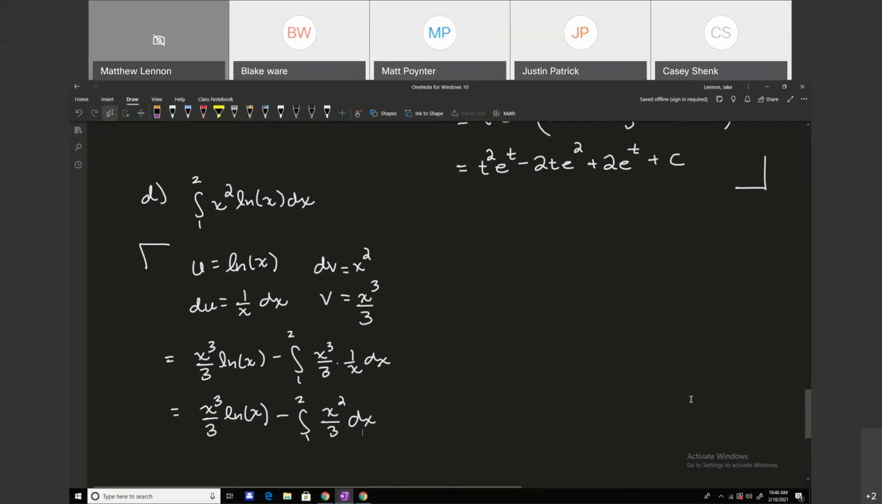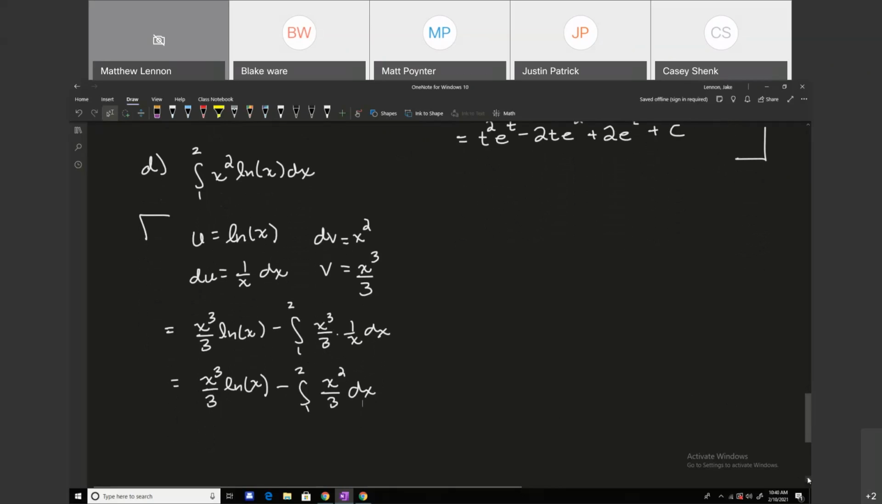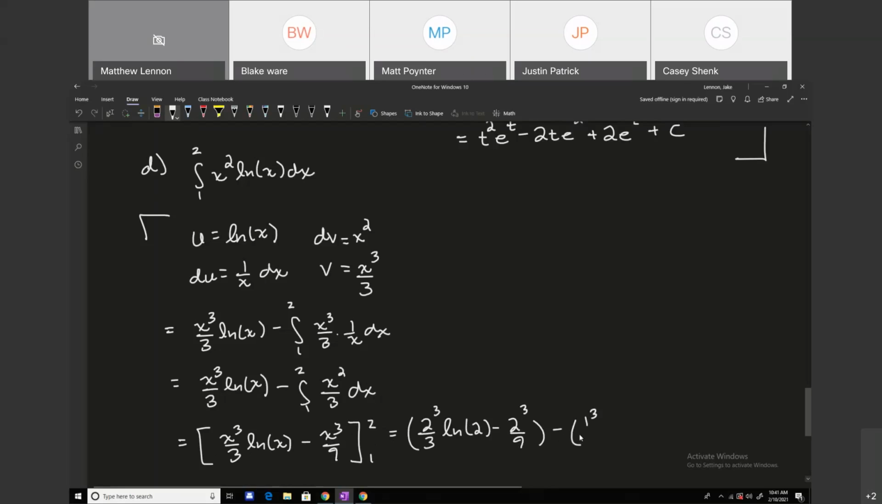And so the antiderivative there is going to become x to the third power over 9. We're going to add 1 to the exponent, and there's going to be another 3 in the denominator. So I've got x cubed over 3 natural log of x minus x cubed over 9, and then we're plugging in 1 and 2. So I'm going to get 2 to the third over 3 natural log of 2 minus 2 to the third over 9, then minus 1 to the third over 3 natural log of 1. Natural log of 1 is 0, so that term is going to vanish, minus 1 to the third over 9.